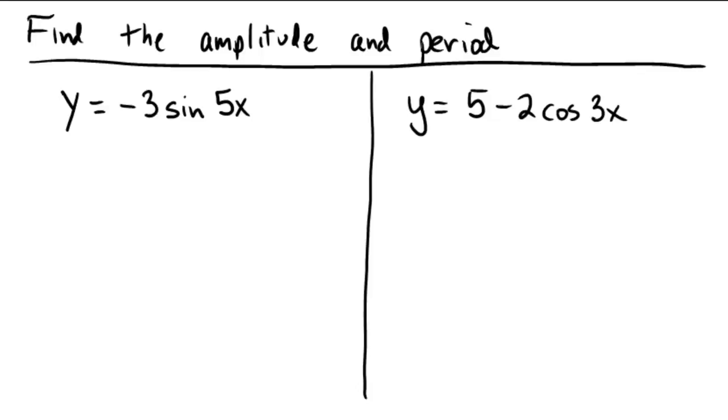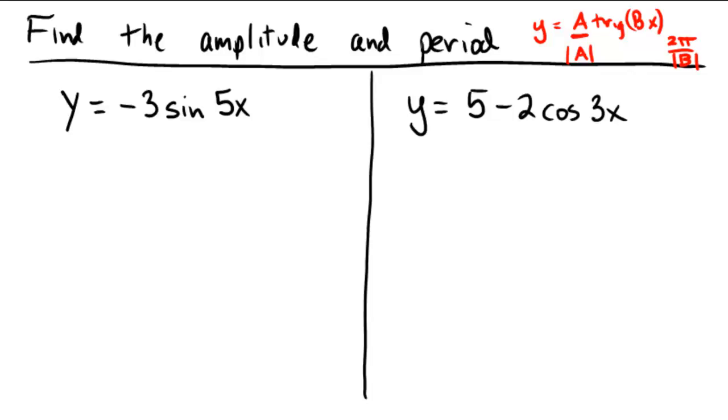The way we do this is, if we have a trig function of y equals a trig function of bx, then a is going to be the amplitude and 2 pi over b is going to be the new period. Actually, 2 pi divided by absolute b in case you get a negative, and technically the amplitude is the absolute value of a. So we're going to be looking at the number in front of the trig function for the amplitude, and we're going to be looking at the coefficient to the x to figure out the period.